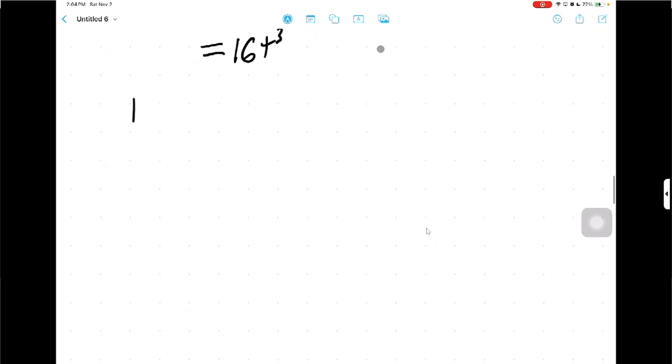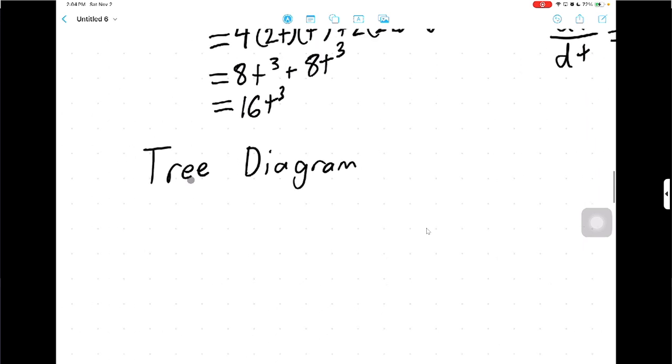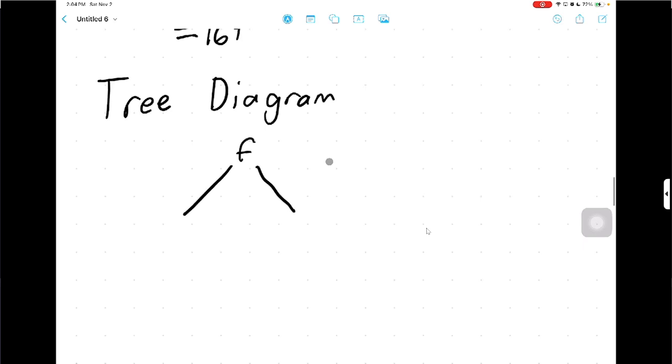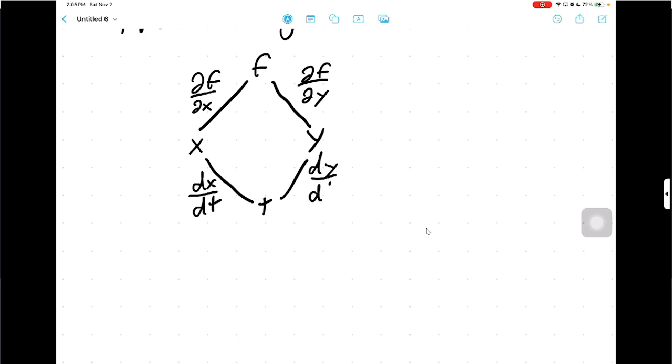Alright. Tree diagram. One helpful illustration that is often used to make sure we have all of our partial derivatives and normal derivatives in check is a tree diagram. So if we have an f here, we had x and y, and then x and y dependent on t, like so. We can say that this is the partial with respect to y, this is the partial with respect to x. This is dx dt, dy dt, like so.